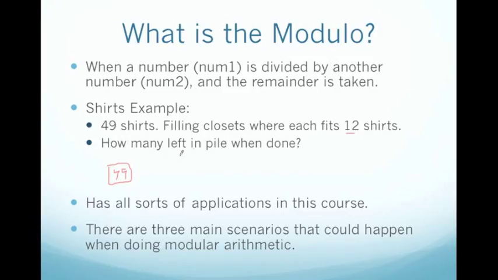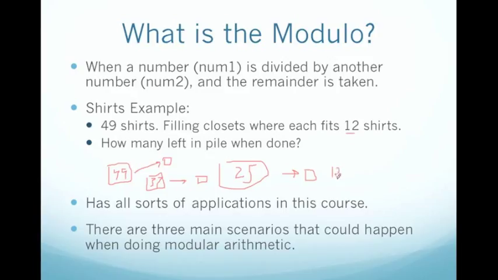So let's begin. If I have one closet right here, I know that 49 is greater than 12, so I can put shirts in this closet. 49 minus 12 is equal to 37. Now I have 37 shirts still out in the pile. I'll fill another closet. There are 12 in here, so there are 25 shirts left in the pile. Fill another closet. 25 is still greater than 12. So now I subtract 12, because there are 12 now in here.